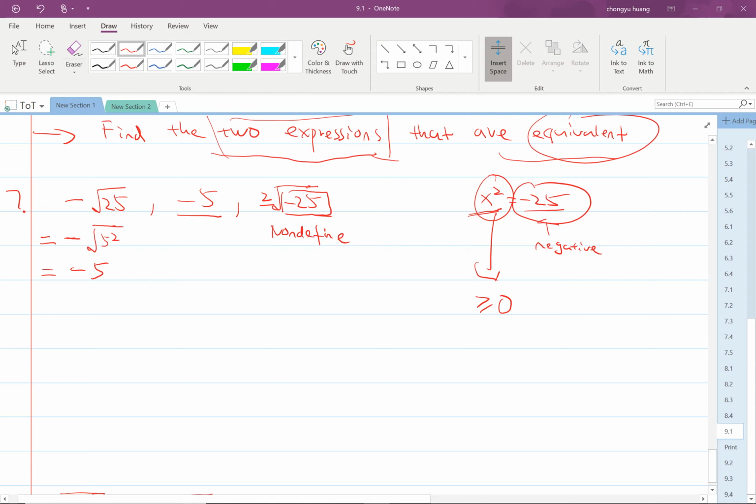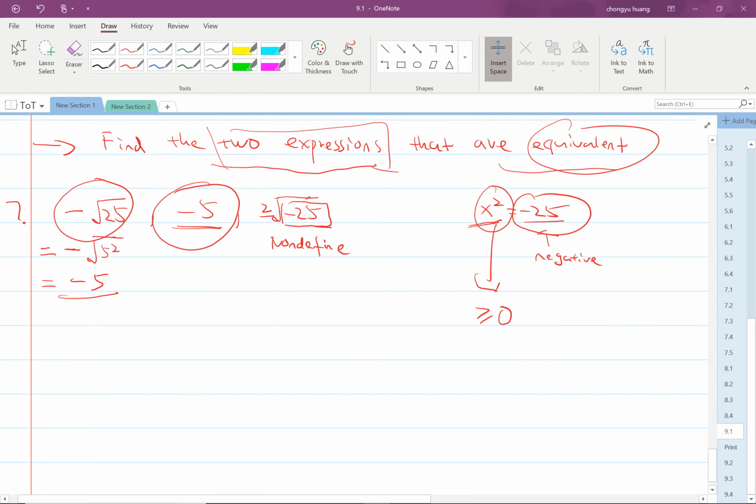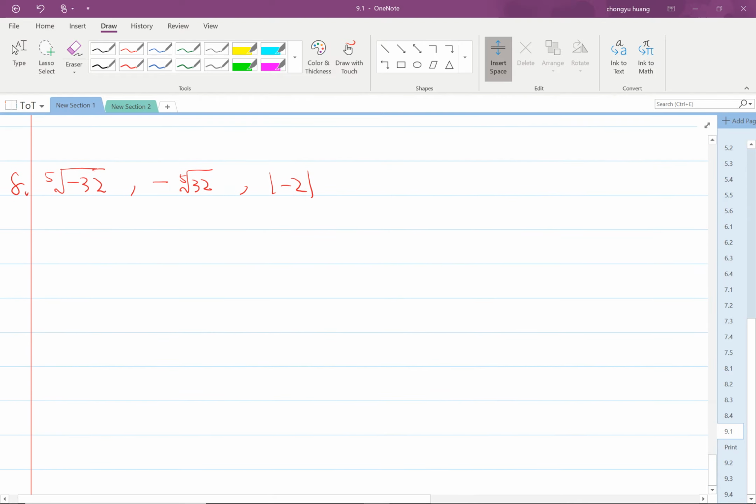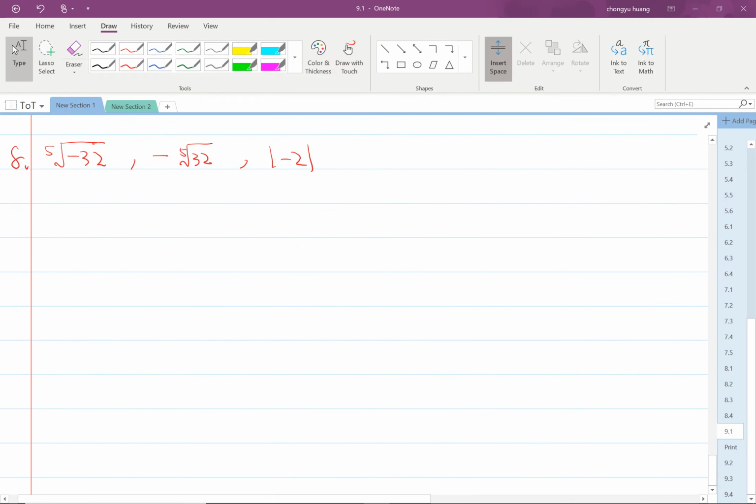As you can see, for the first statement and the second statement, both are negative 5. Those are the two statements which are equivalent to each other. So now we have finished this problem statement. Let's move on to question 8.